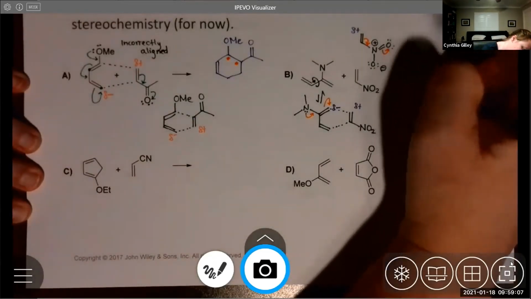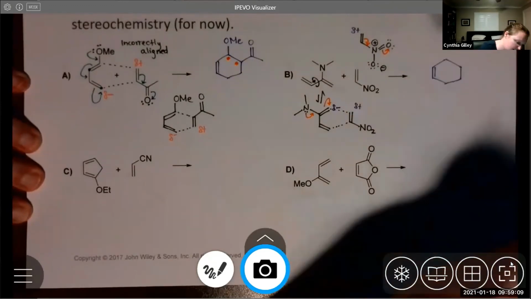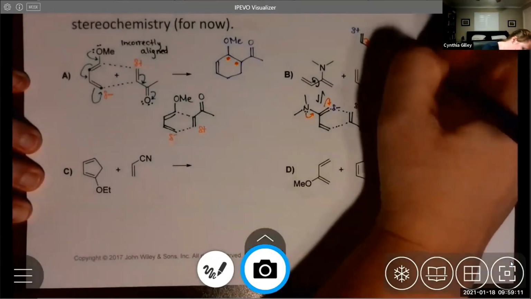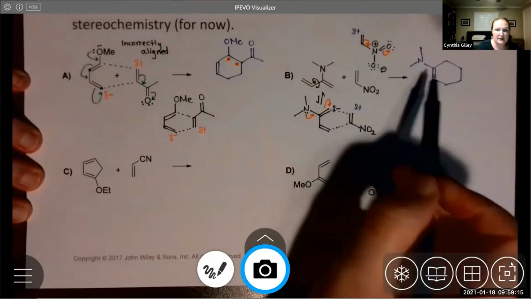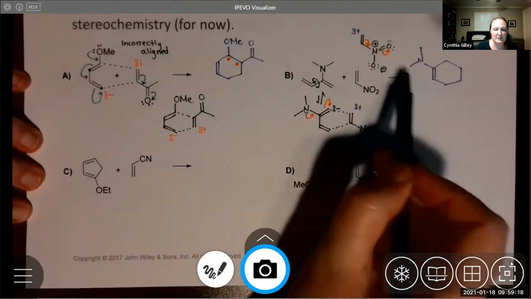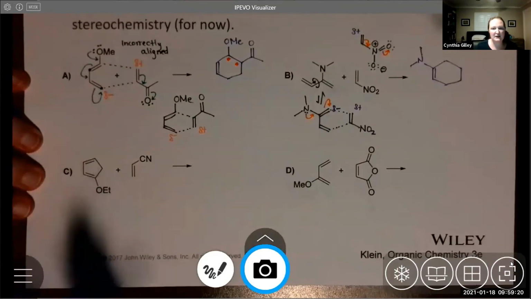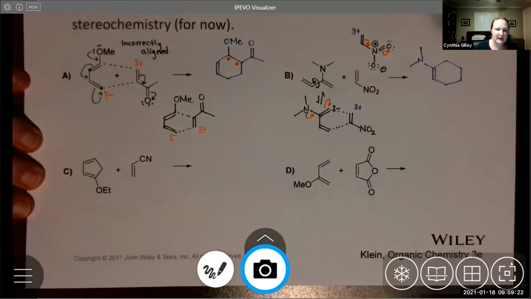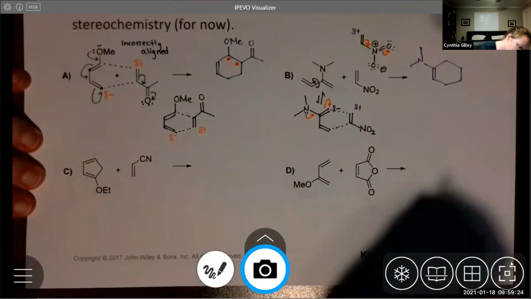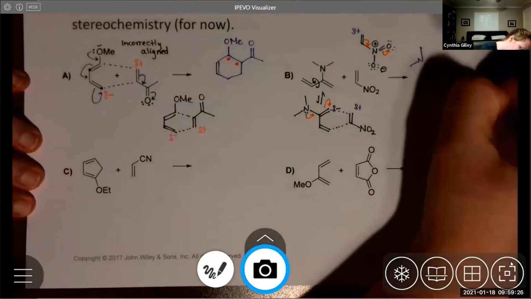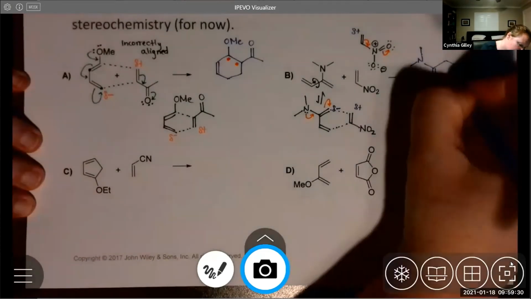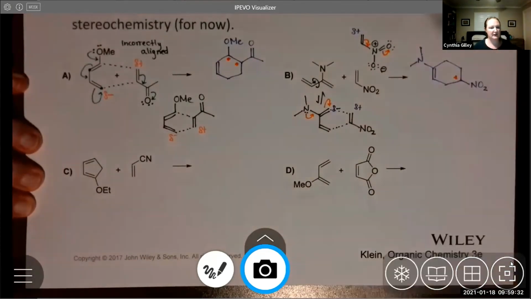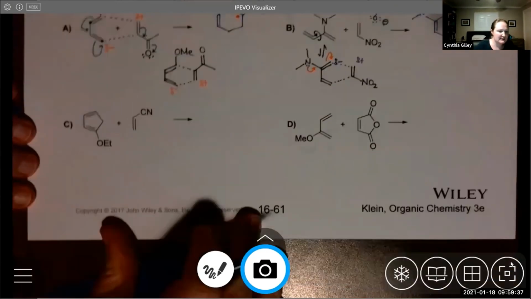And sketch in the cyclohexene ring. Place the dimethylamino group here. Note that this has not become a stereocenter. So even if we were worried about stereochemistry, we wouldn't draw it as a dash or wedge because it's not a stereocenter. The nitro group, however, does end up as a stereocenter. However, we are going to ignore that information for now. Okay, moving on to C.